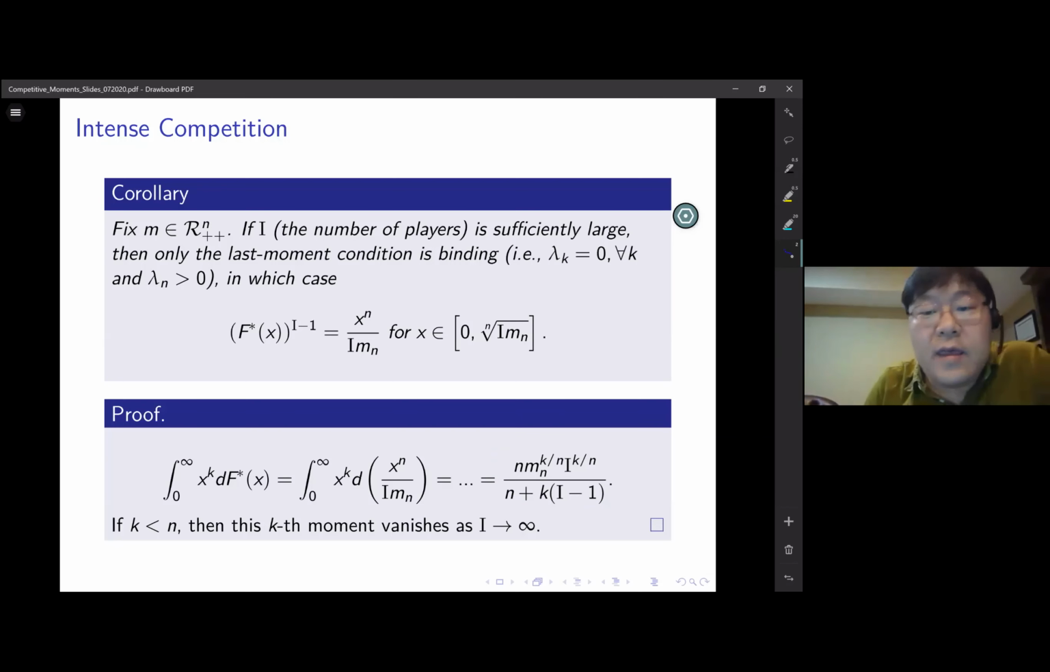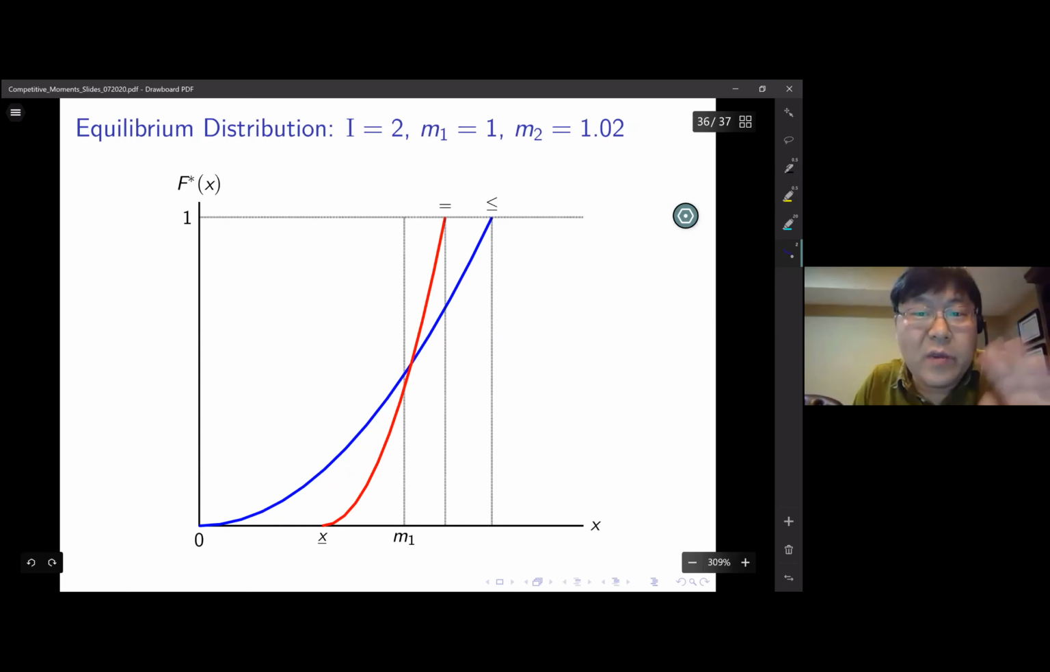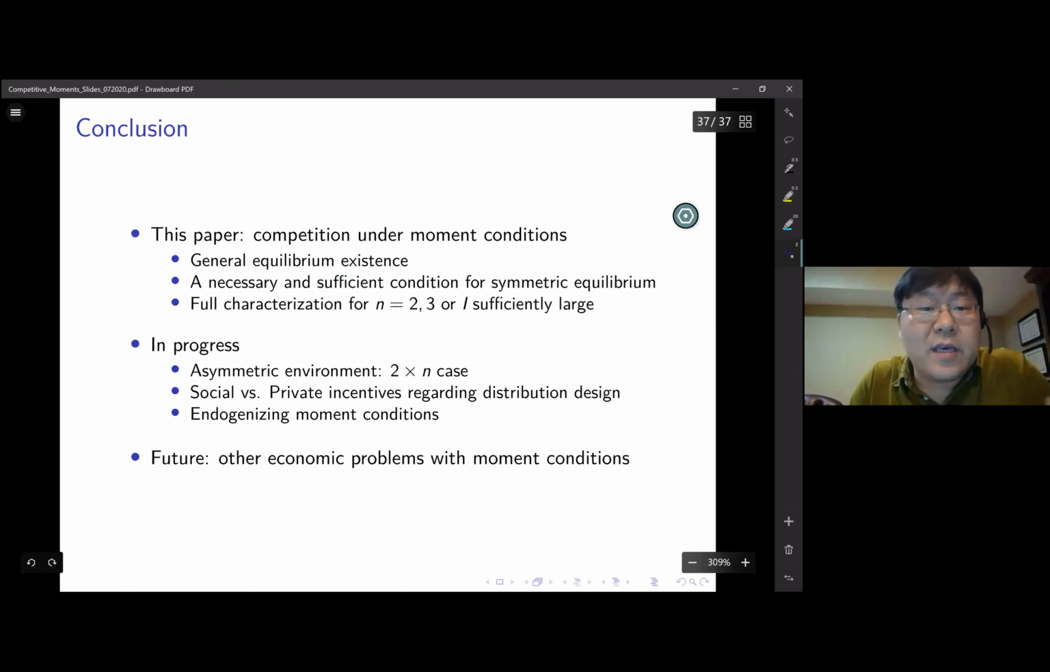Okay, and intuitively, this is because when there are sufficiently many players, you know that it's very hard to win. And this is when you really want to disperse your values. But the higher moment is the one that actually constrains the dispersion more. So that's why only the last moment is going to bind. Okay, right. So I have something a bit more, but this is it.